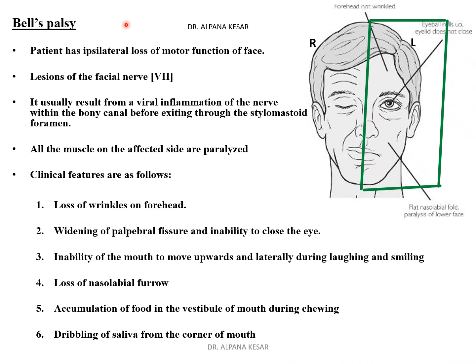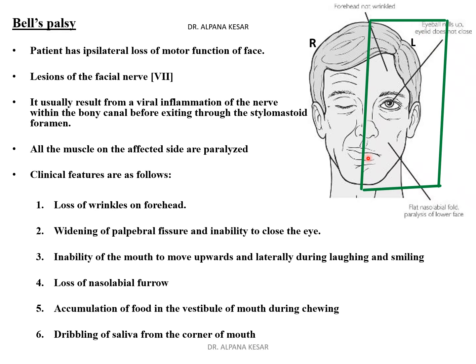Clinical anatomy of facial nerve. Bell's palsy. Bell's palsy is a condition where the patient has ipsilateral loss of motor function of the face. Ipsilateral means on the same side. The cause of Bell's palsy is lesions of the facial nerve. The most common cause for the lesion is viral inflammation of the nerve within the bony canal before it exits through the stylomastoid foramen. Other causes for the lesions can be injury to the facial nerve. The lesion of the facial nerve results in paralysis of the muscles on the same side as the lesion.